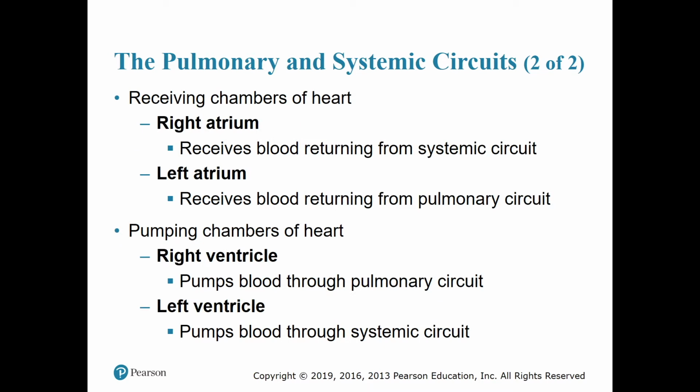Despite its impressive workload, the heart is a small organ, roughly the size of a clenched fist. The heart contains 4 muscular chambers, 2 associated with each circuit. So the receiving chambers of the heart are the right atrium, which receives blood returning from the systemic circuit, and the left atrium, which receives blood returning from the pulmonary circuit. And the pumping chambers of the heart are the right ventricle, which pumps blood through the pulmonary circuit, and the left ventricle, which pumps blood through the systemic circuit.